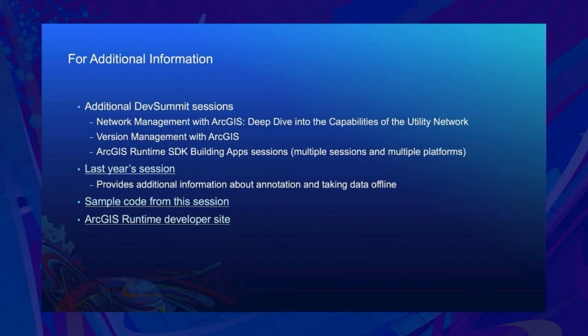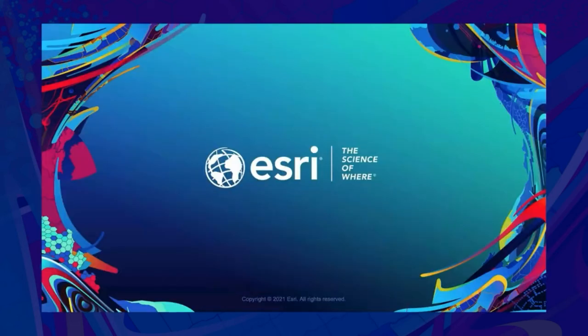I have put a link in here to last year's session. Last year's session contained a lot of additional information about annotation and about taking data offline. We kind of ran out of room this year to put all that in, but you can go look at last year's, and that information is available. We have a link to the sample code that you saw during these demos, so you can go and try it out for yourself. And then finally, a link to the ArcGIS Runtime developer site. Thank you very much for your patience, and I'll now turn it over to the live Q&A.